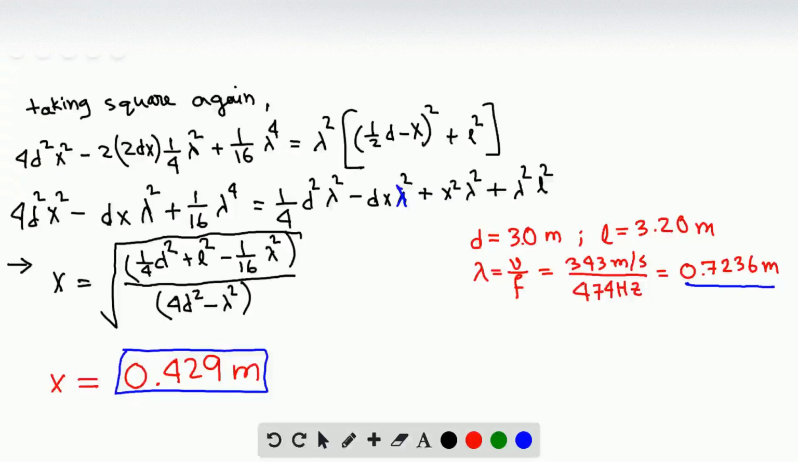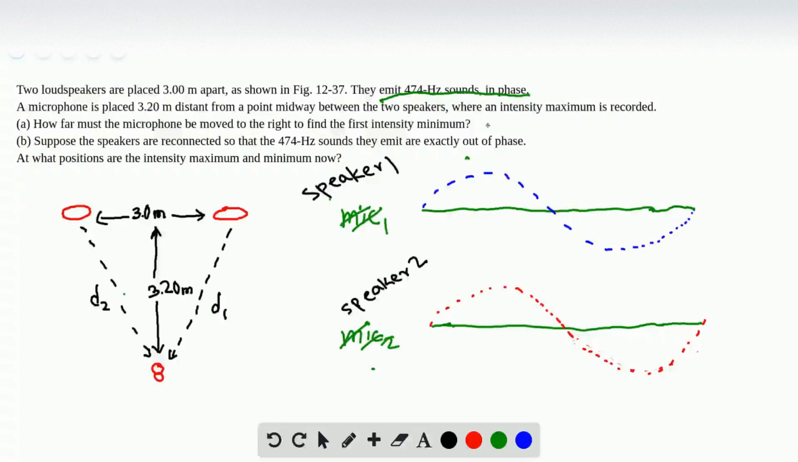So that is the answer for part A, right? So at 0.429 meters to the right from the midpoint, we should be getting minimum intensity. Now the next part says that suppose the speakers are reconnected so that 474 hertz sounds they emit are exactly out of phase. So now what's happening is they're out of phase. So at what positions are the intensity maximum and minimum now?